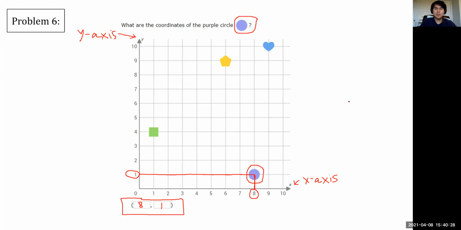I hope you found this video really helpful in attempting to determine the x and y coordinates of a shape in a coordinate plane. You're going to be doing this with circular points as well in the future that look like this generally.